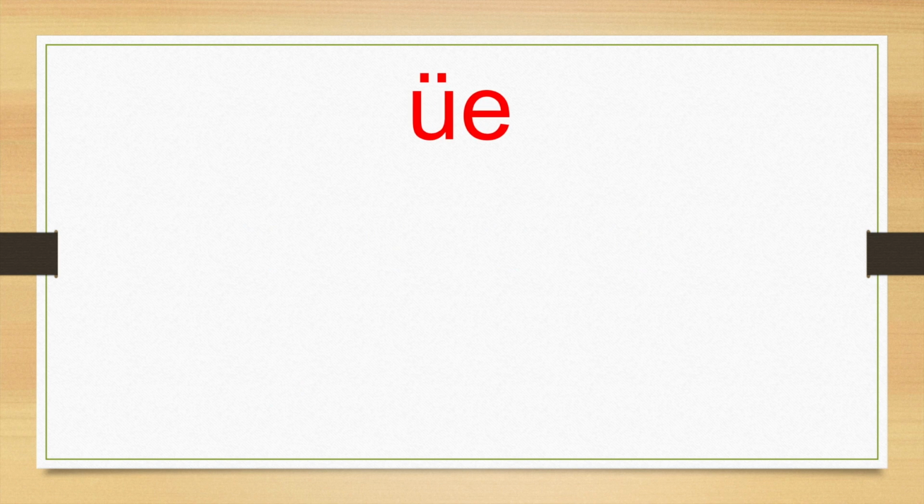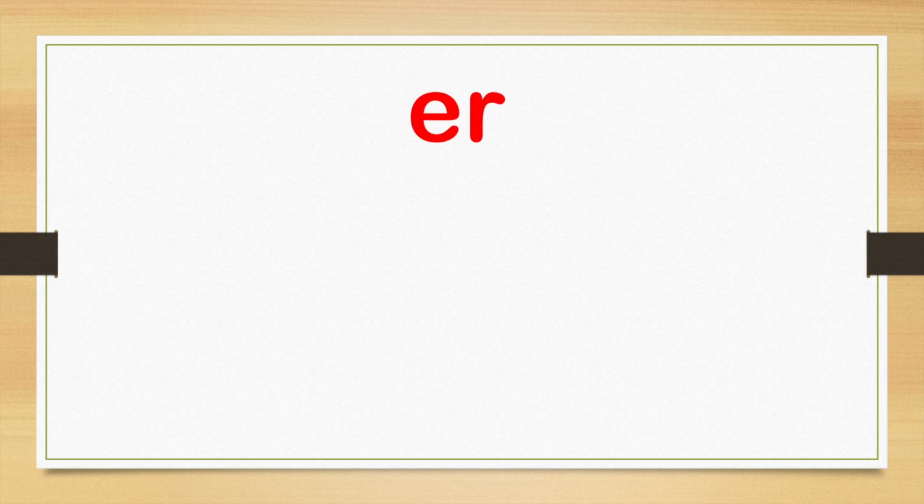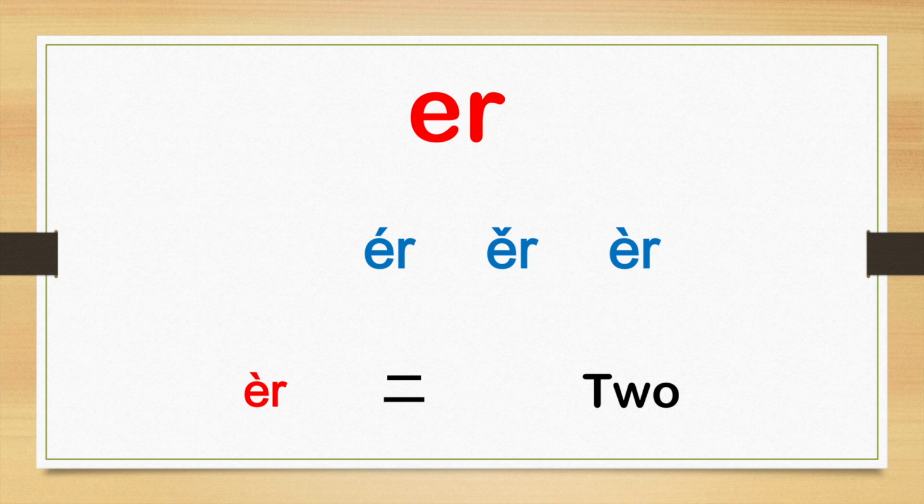Next one, 约. Actually, this final is not very common in Chinese. It's only used for a few characters. For example, 疟, which means malaria. Next, only 3 tones can put on this final. For example, with only tone and final, which means 2.